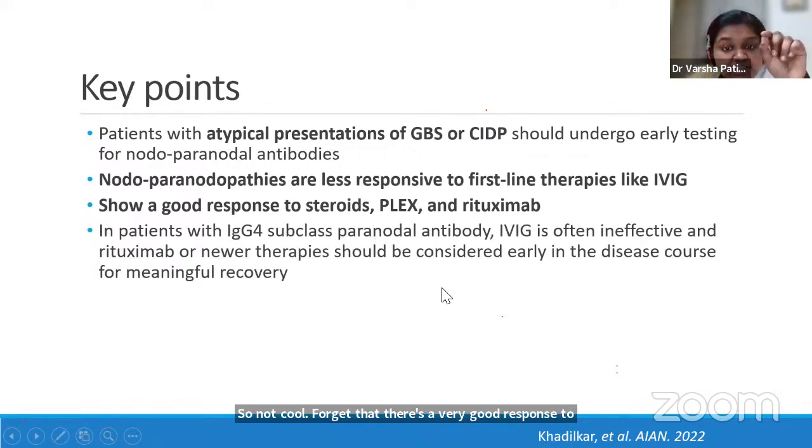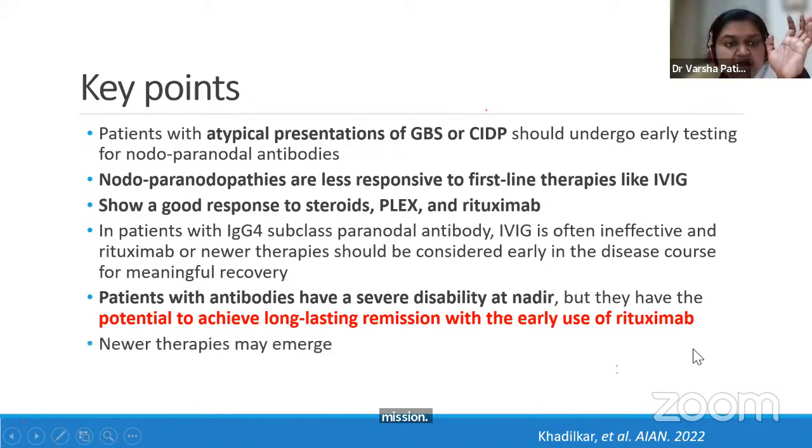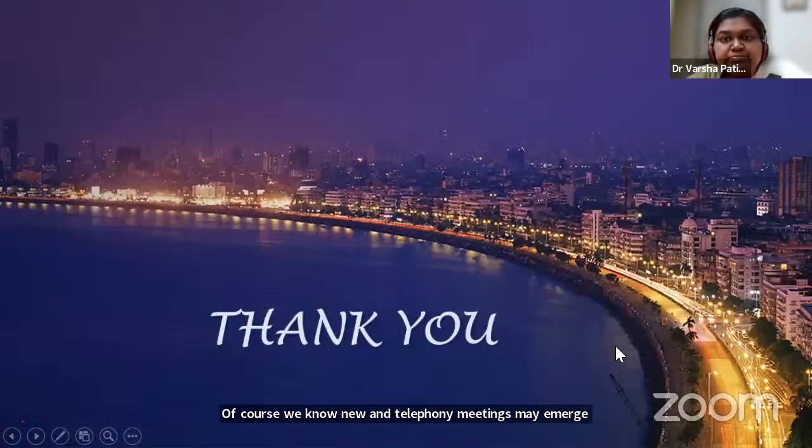With these kinds of therapies, you can go into complete remission and a meaningful recovery. So even if they may have a very severe disability at the nadir and you're able to achieve remission, it's more and more gratifying. And here the key would be the monoclonals. Of course, we know newer therapies may emerge. Thank you very much.